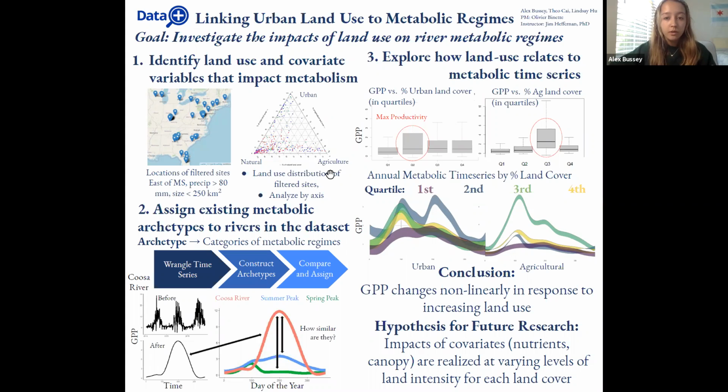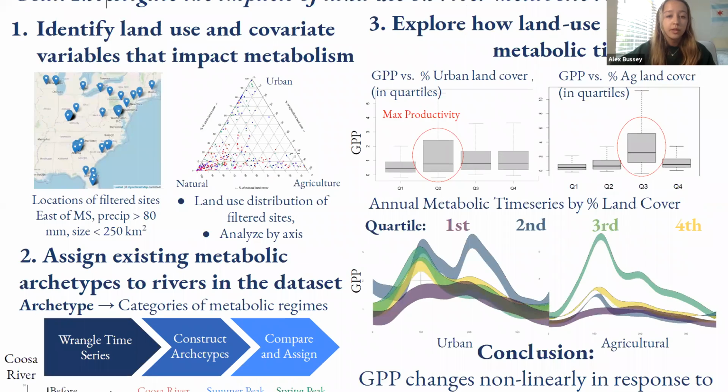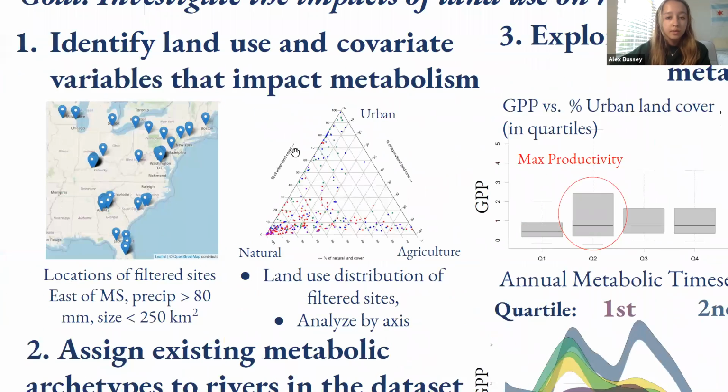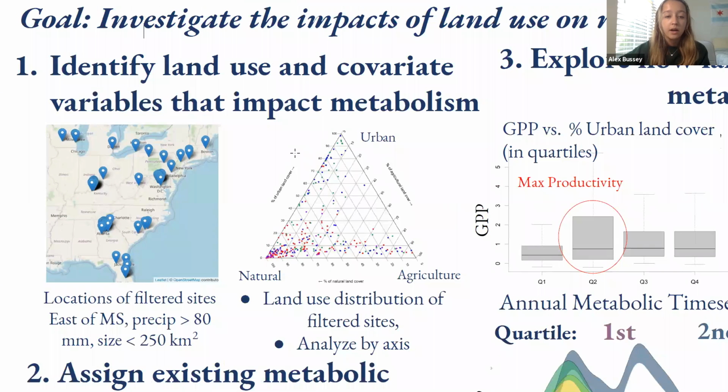The first part of our project was to compile a comprehensive data set that includes metabolism and land use data on as many rivers as possible. You can see here the sites that we ended up filtering to that had the most complete data. We filtered it to have watersheds, which are the main areas of water catchment for different rivers, to be less than 250 square kilometers, experience more than 88 millimeters of rainfall annually, and be east of the Mississippi River.